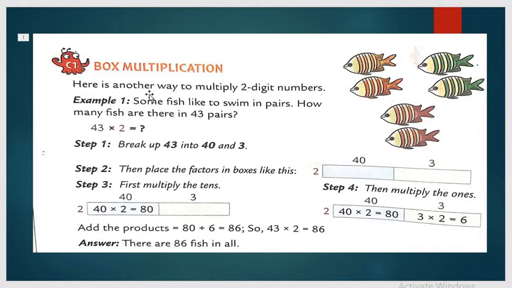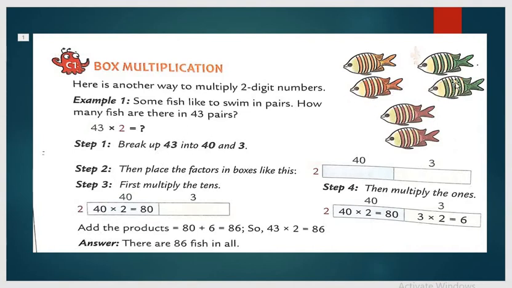We have done those, but here one more method is coming. Here is another way to multiply a 2-digit number. How many digits, all students? 2-digit number. So now let's check how it is possible to do 2-digit multiplication with another method. We will understand it by an example.